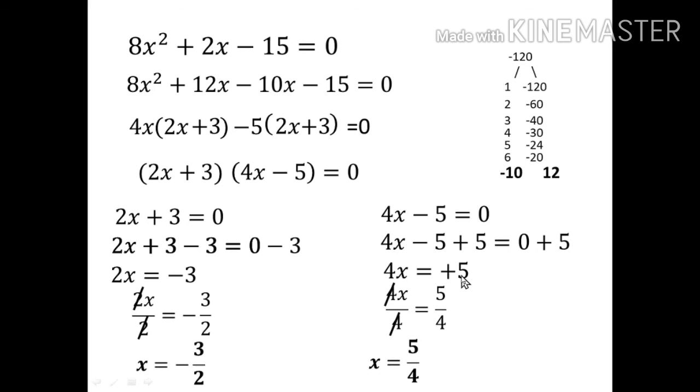Alright, so guys, ibig sabihin, may dalawang value yung x, okay, sa equation na 8x squared plus 2x minus 15 is equal to 0. At yun ay ang negative 3/2 and 5/4.